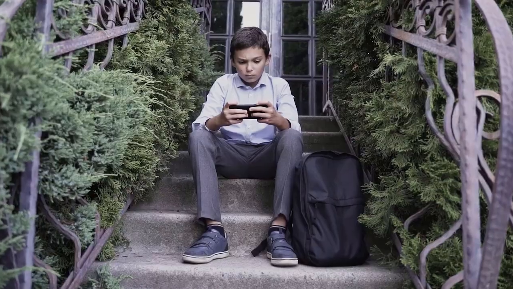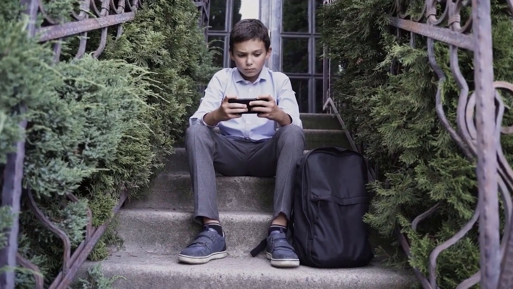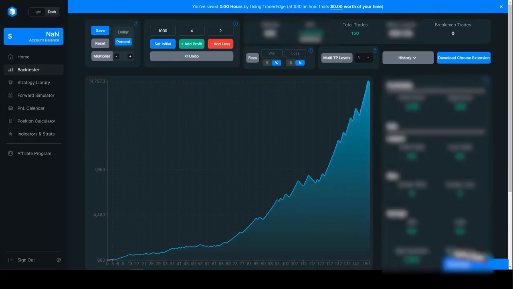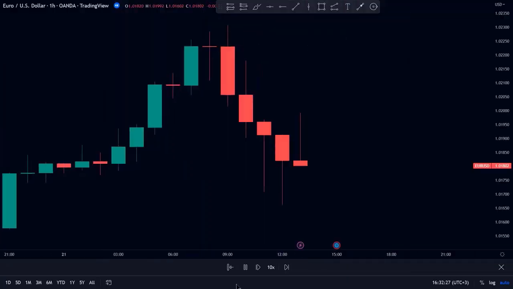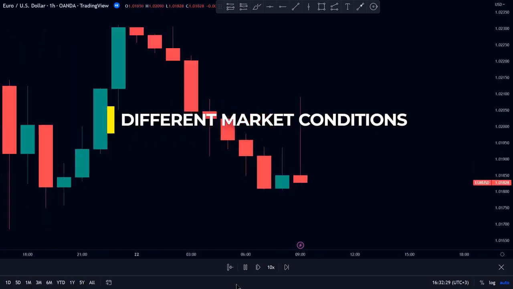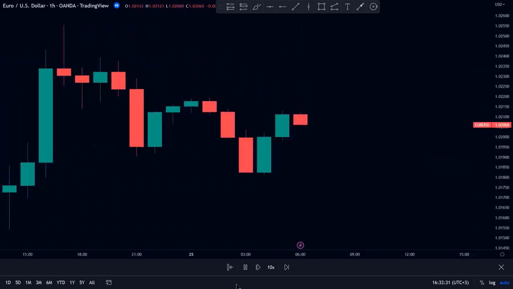Now, you may also want to stick to the end of the video because later in the video, I will also backtest this particular strategy 150 times using a risk to reward ratio of 1 to 2 just to see how it performs in different market conditions. Without any further ado, let's get into it.